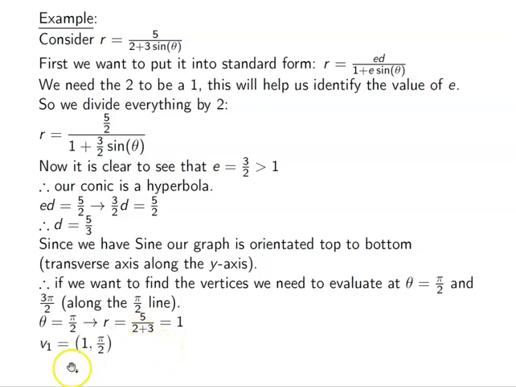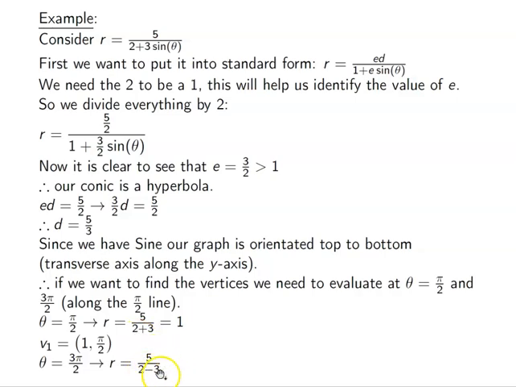Okay. And then the first vertex is at 1, pi over 2. So that's the radius. This is in polar coordinates, right? This is the radius and the angle. So y-axis, that makes sense. For the second point, I'm going to use 3 pi over 2. And so sine of 3 pi over 2 is negative 1.